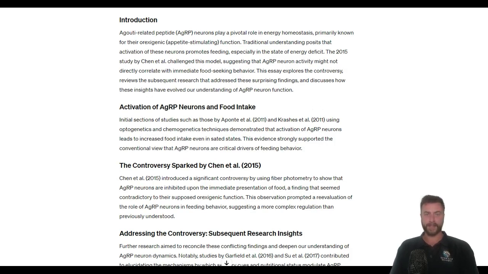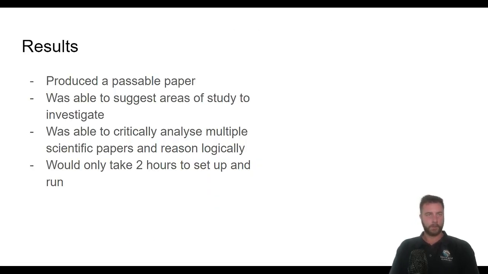So this is the example of the answer it came up with. Points to note is actually APA referencing, which is a big part in academia, from where it's generating its concepts or conclusions from. Results: it produced a passable paper. It was able to suggest areas of study to investigate or to refine the question. It was able to critically analyze multiple papers and reason logically to have a conclusion. And from start to finish, it only took 2 hours to set up and run.